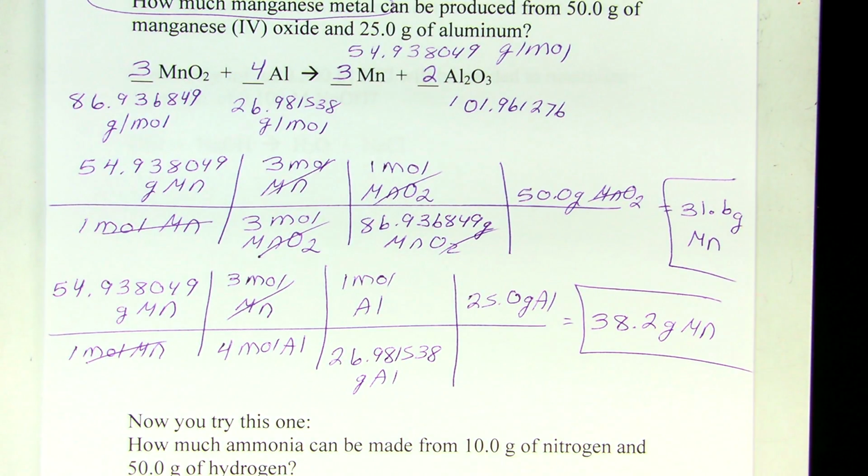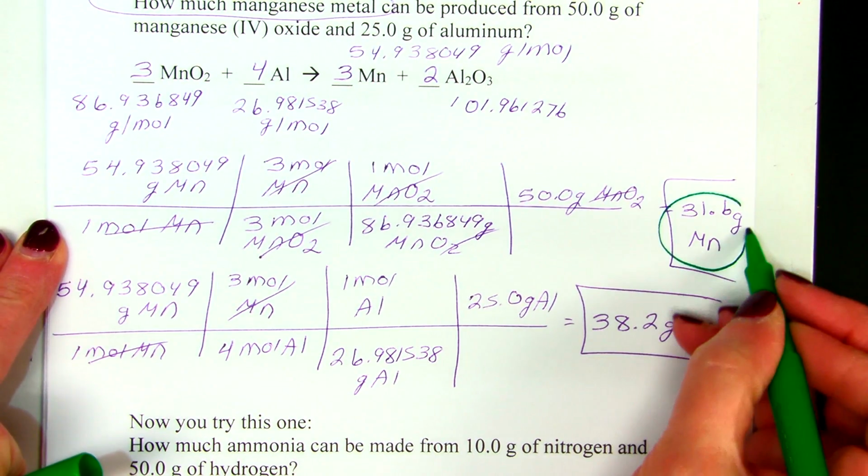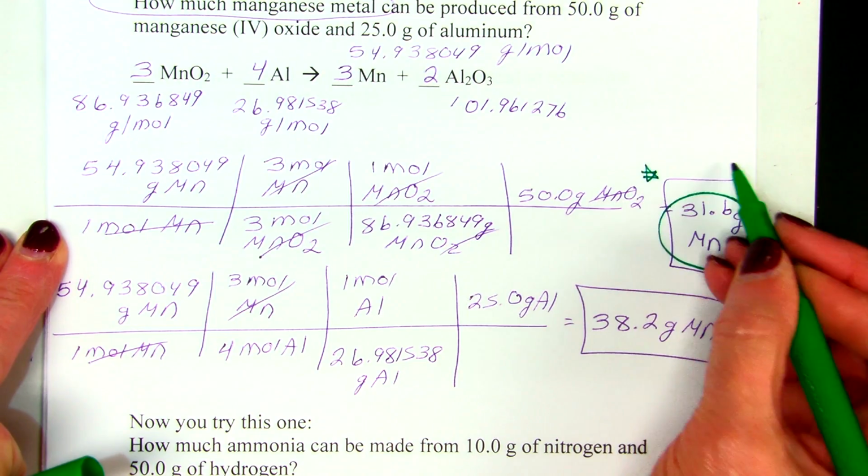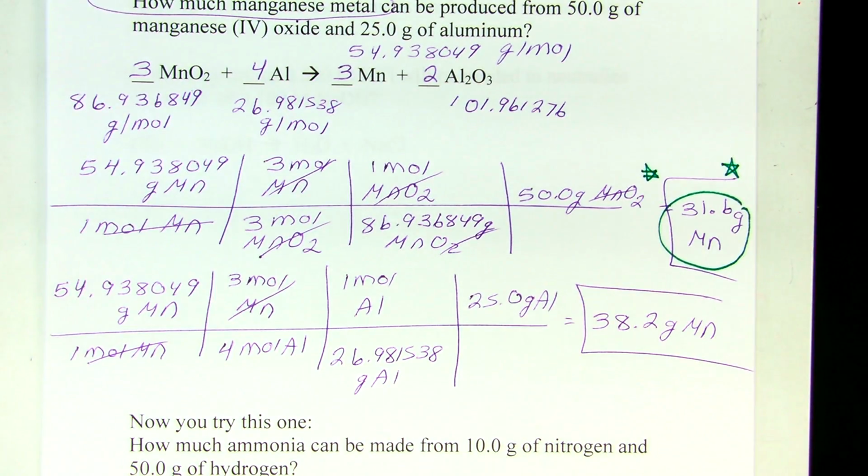So I've calculated how much manganese I can make from each of the 2 reactants. Now I compare them and I choose the smaller answer. So the correct answer is 31.6 grams of manganese because it is the smaller of 2 amounts.